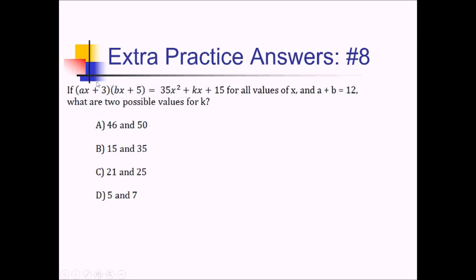So we have ax times bx, that's going to be ab x squared. And then ax times 5, that's 5ax. 3 times bx for those inner terms, that's going to be 3bx. And then 3 times 5 gives us that 15. So based off of this, if I just wanted to get a single coefficient of x, what I could do is kind of undistribute an x from these two middle terms.